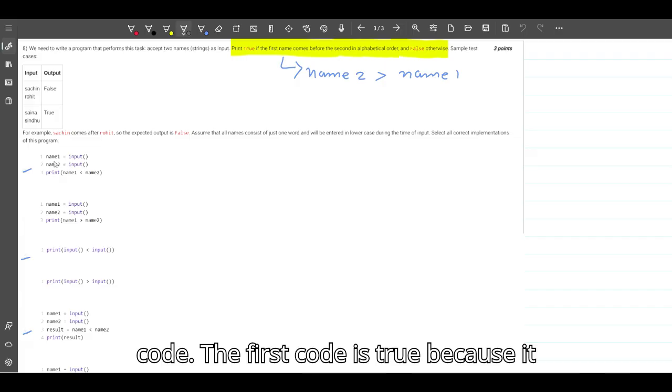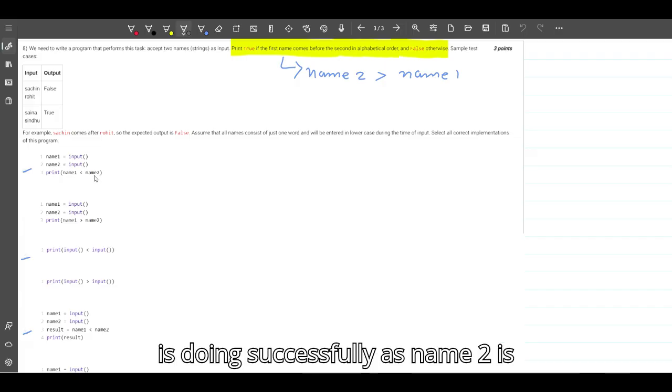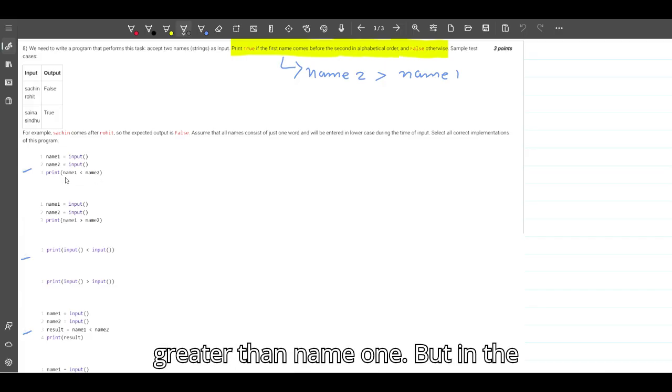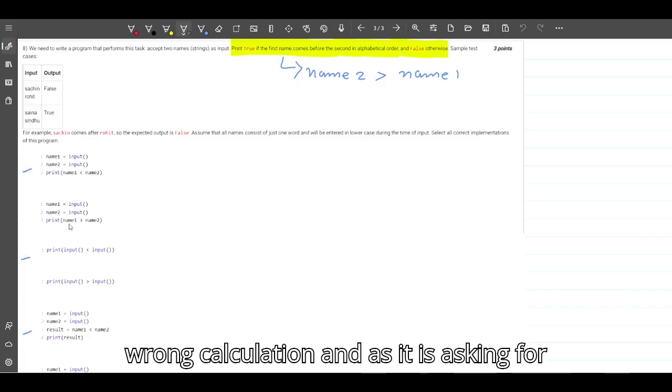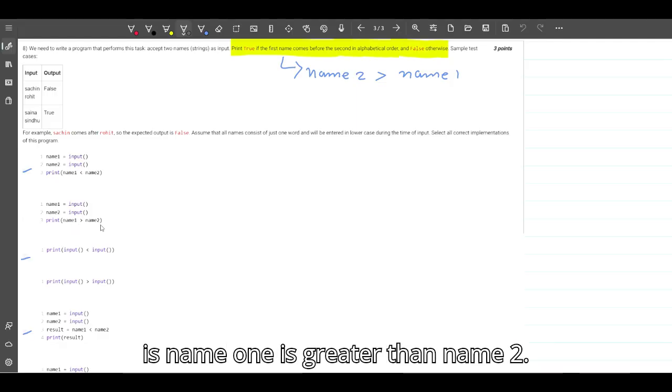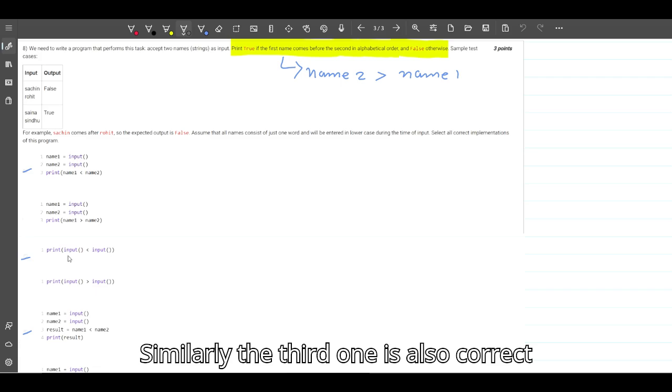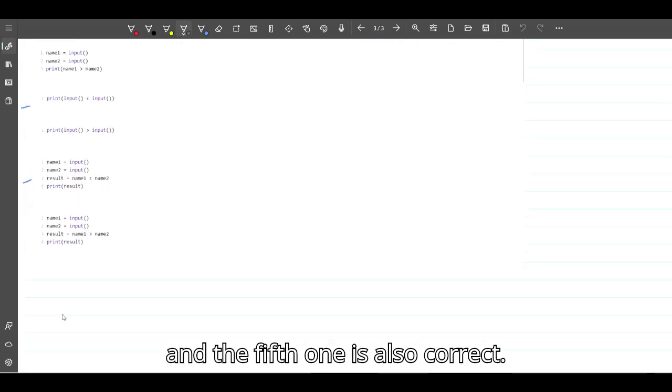The first code is true because it is working successfully, as name 2 is greater than name 1. But in snippet number 2 it is doing the wrong calculation, as it is checking whether name 1 is greater than name 2. Similarly the third one is also correct and the fifth one is also correct.